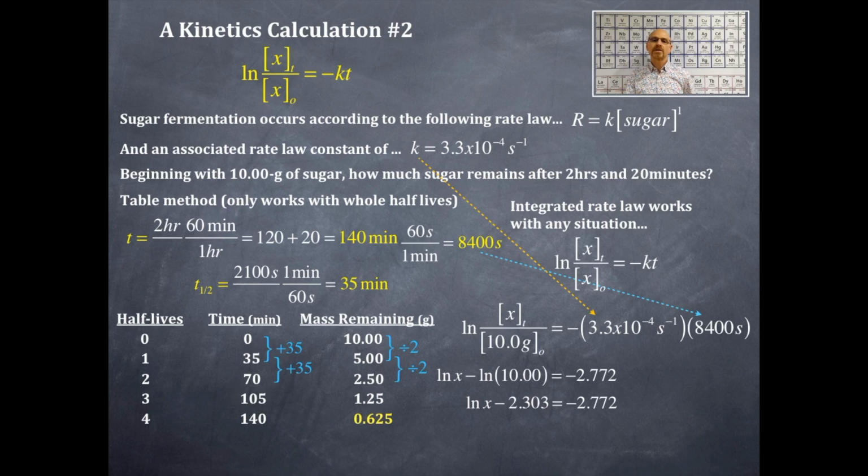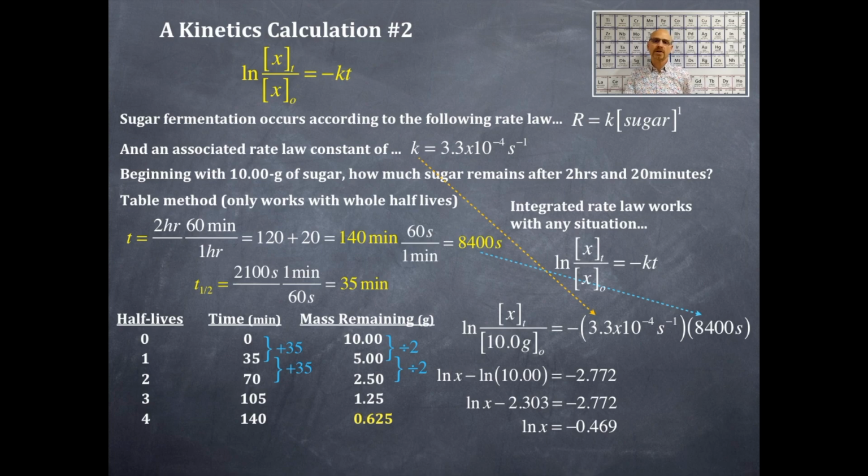Okay, we're still solving for x here. So we're going to move that negative 2.303 to the right-hand side by adding 2.303 to both sides, and this is what we get. So we get natural log of x is equal to negative 0.469. So the question is, how do we get rid of that natural log in front of the x, because we are solving for the x here.